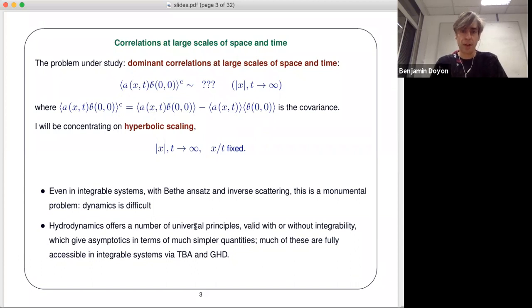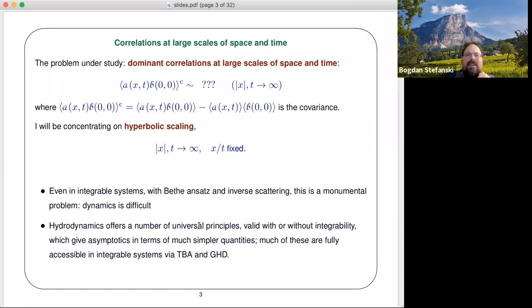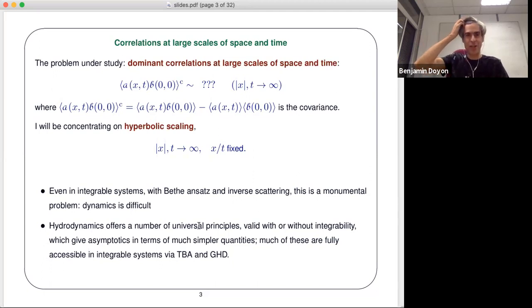Now, can I ask a really silly question? Sorry, I'm probably going to say something silly, but if x and time, if these points become infinitely far apart, doesn't the right-hand side just go to 0? Yeah. Okay. Sorry. Actually, I'm going to come to that. What do we want, right?